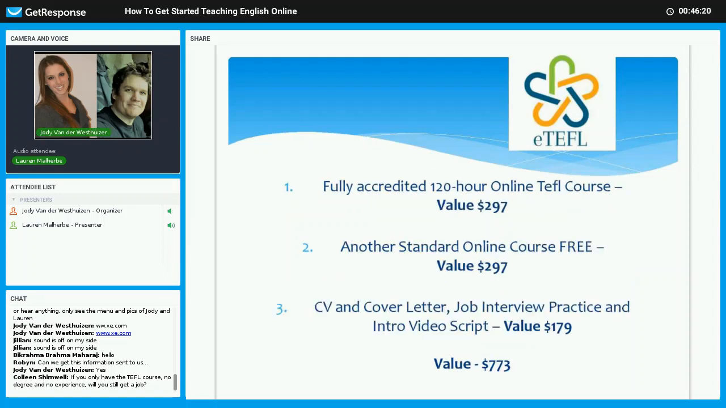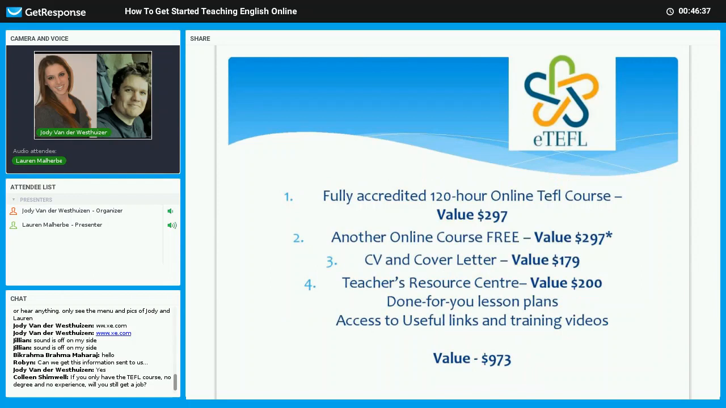We'll also throw in, if you buy the complete online, the CV and the cover letter, the job interview practice, the intro video script, all of that, which is $179 if you buy it for yourself from their website. So we're up to about $773 in value. And then also the Teachers Resource Center. Most of these resource centers, these membership websites, are about $10 a month. So I think a value of $200 for a lifetime of such a thing is pretty reasonable. So we're talking about $973.